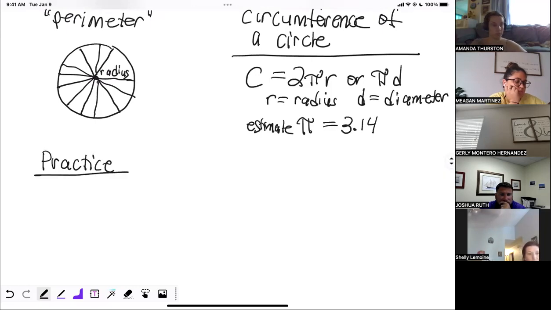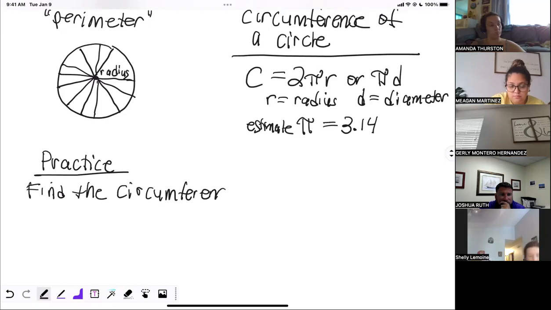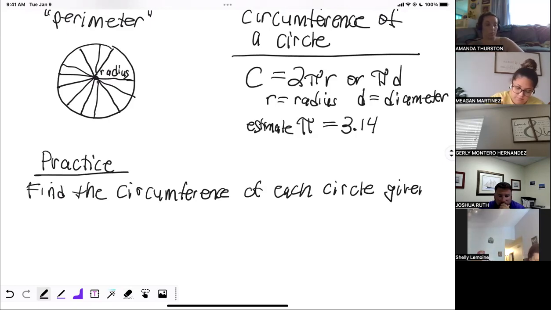Pi d is fine. Like the first one, here's one that is probably better to use pi d. So actually, let me do directions. Find the circumference of each circle given. So each one's going to give you a different given one.